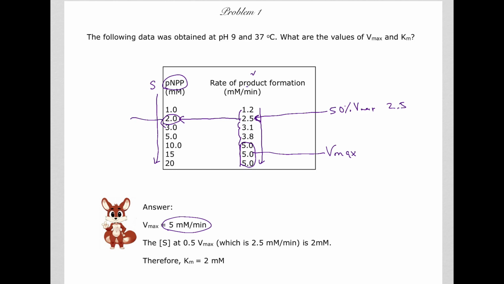So the Km, which is the substrate concentration at 50% Vmax, is 2 millimolar. So Km is 2 millimolar. So just by inspection of this data, we can figure out, in this case, Vmax and Km.